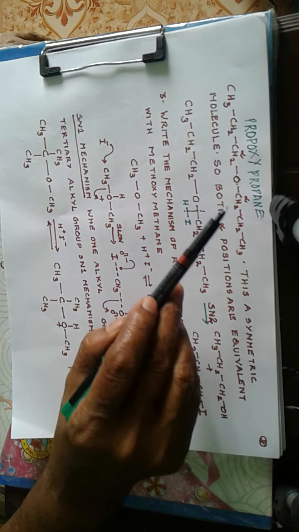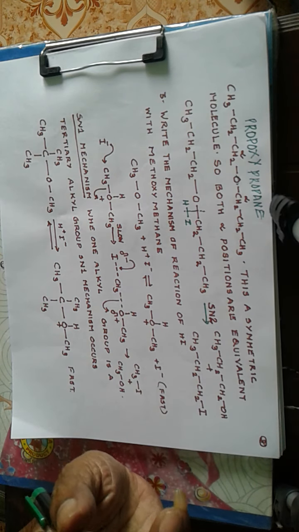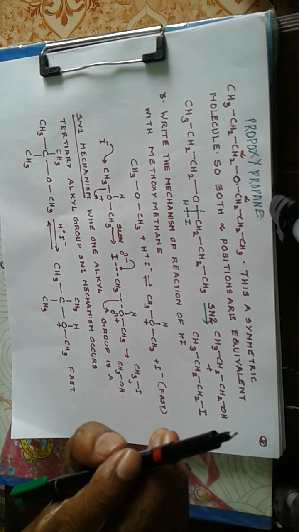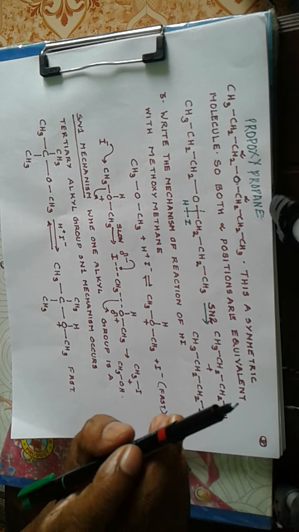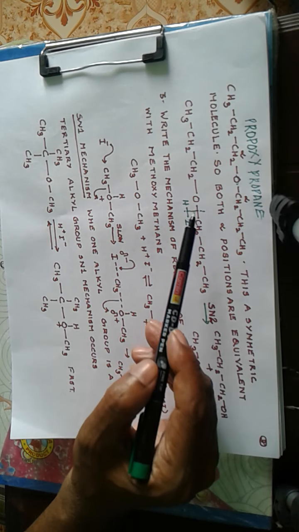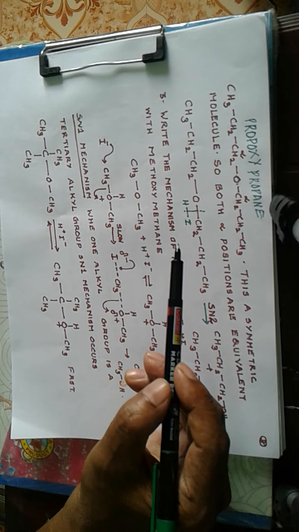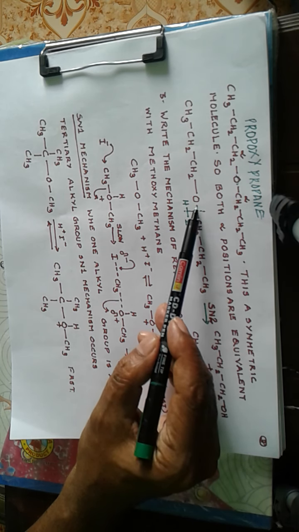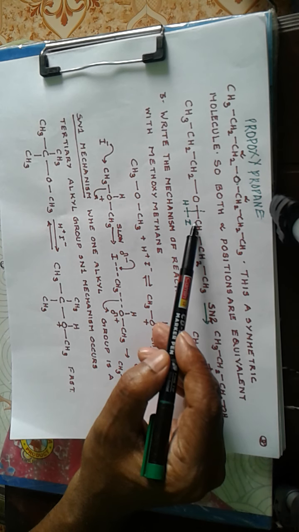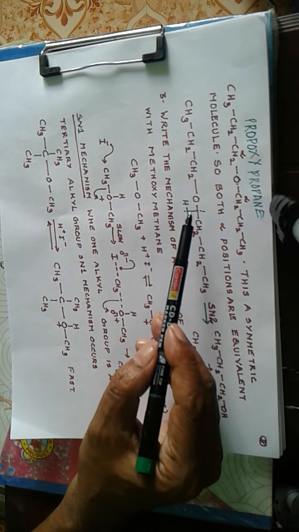Now both the alkyl groups are propyl groups, so both these alpha carbons have a similar environment, so we say they are equivalent, they are similarly placed. So HI can act here or here, you will get the same product in both cases. Now this OCH2 bond breaks, and I minus connects to this carbon and H connects to this carbon.